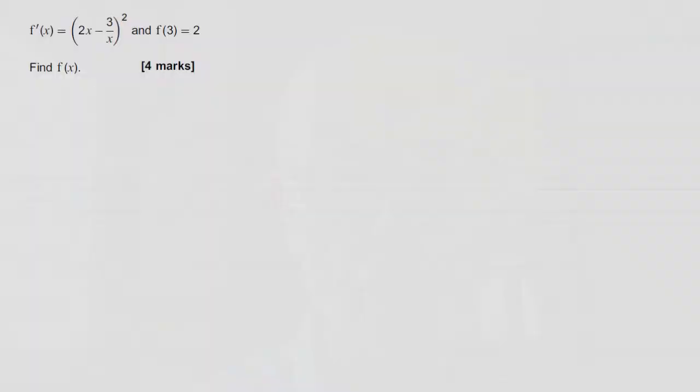Okay, so let's take you over to the first question. There are three questions here, by the way. Several have got parts to them, but we'll start with the first one, which is just a single question. We've got f dash x, or some of you might call it f prime x, is equal to all of (2x minus 3 over x) all squared. And we're given that f of 3 equals 2, and you've got to find f of x for 4 marks.